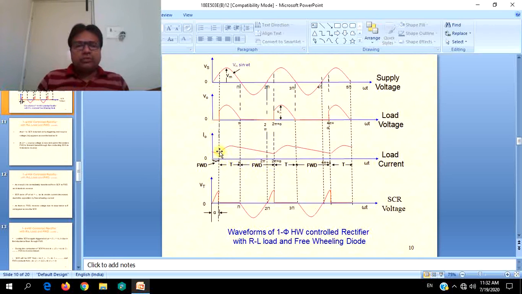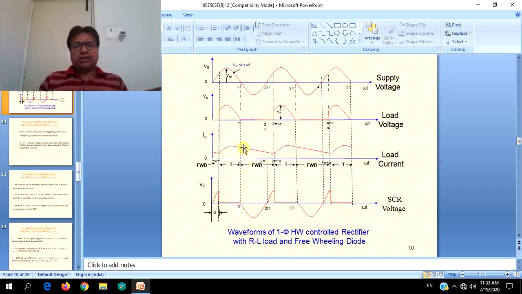Now when you go through this waveform, from angle alpha to pi, the forward current is like this. At pi, the SCR is turned off.